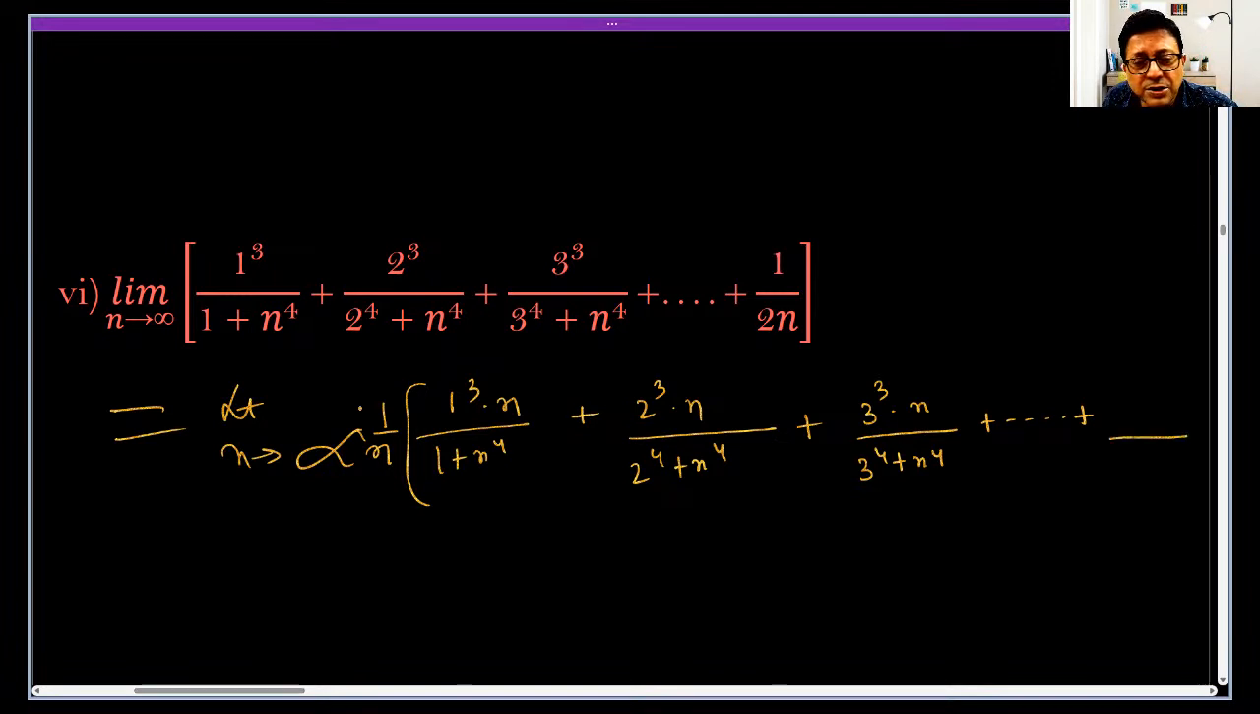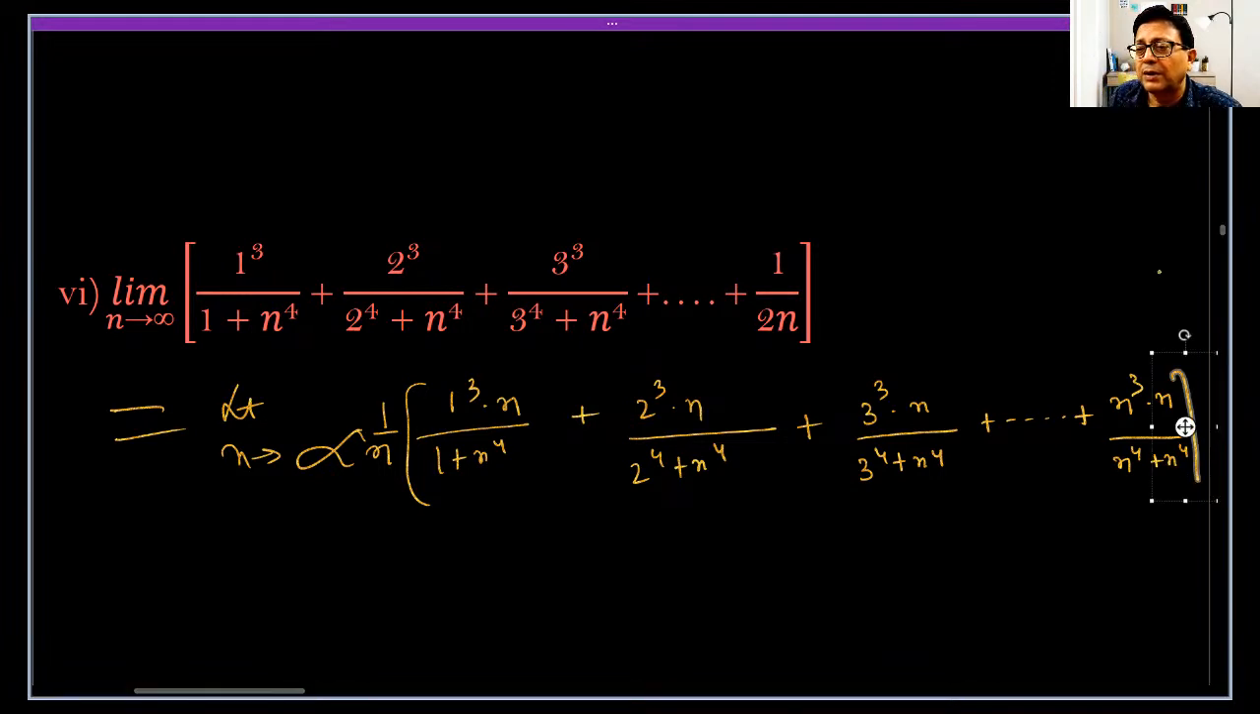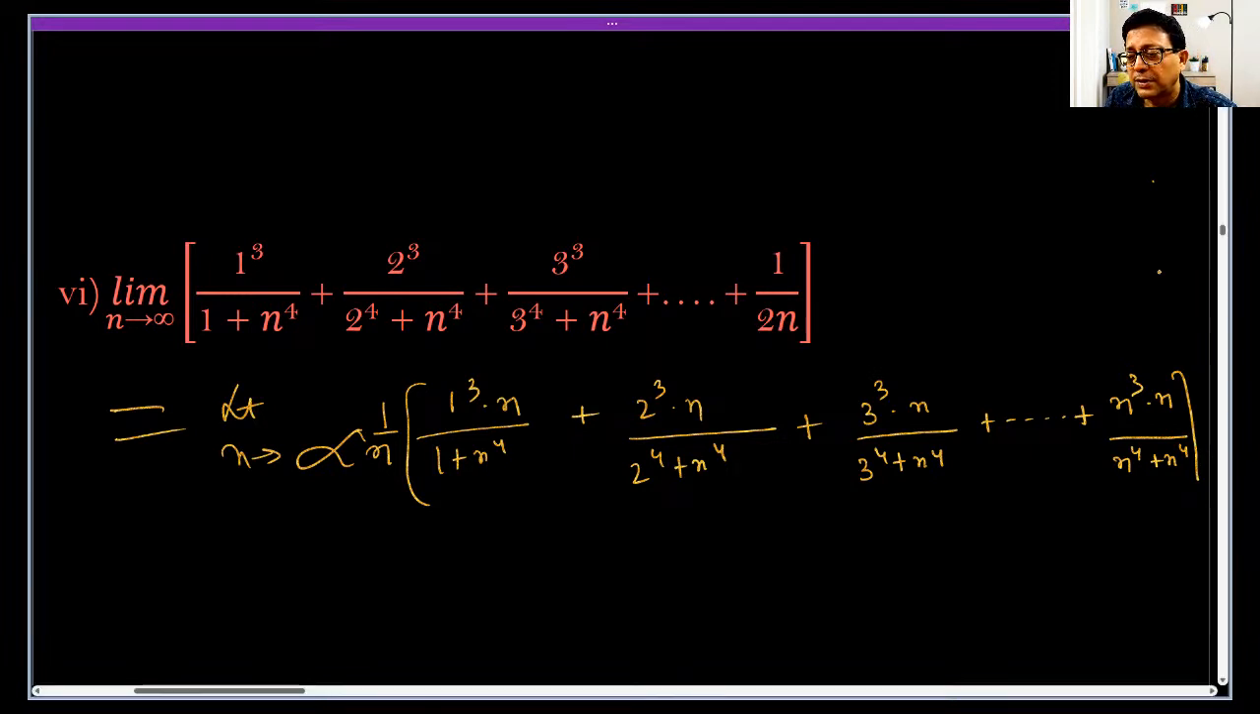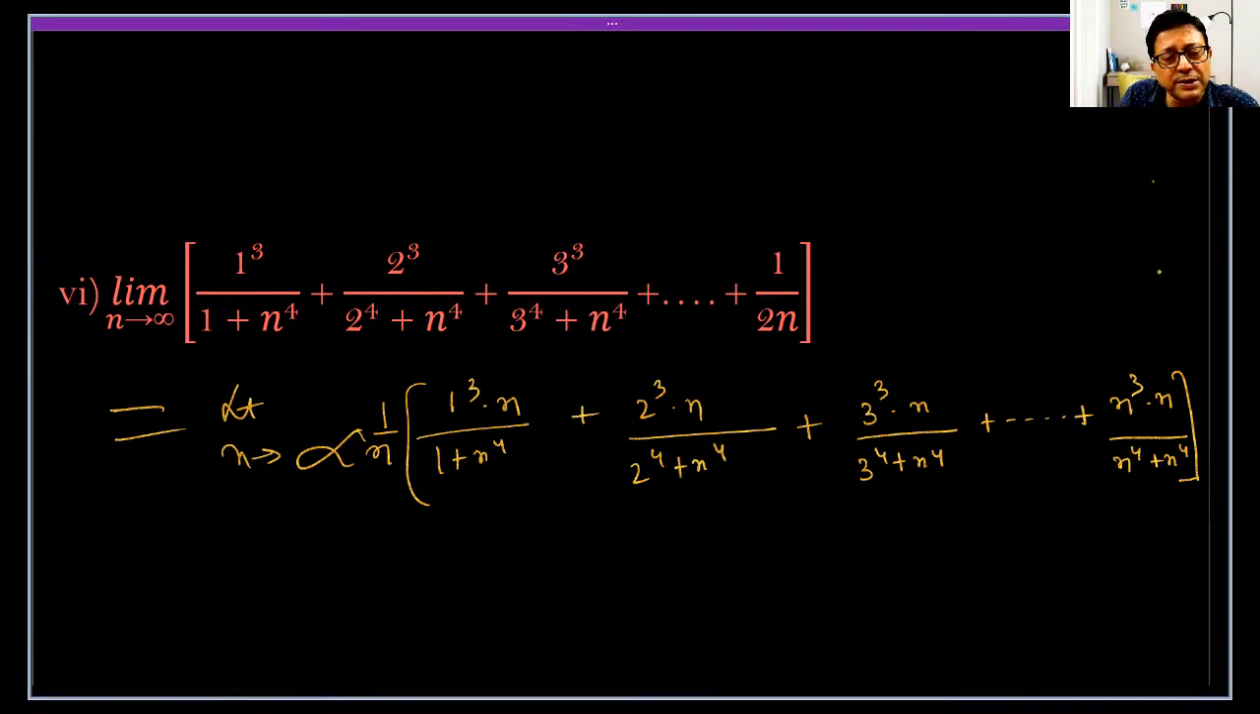This one, let me write this way. If you have taken 1 by n outside, it will be half only. Then we are writing n cube into n and n4 plus n4. It's matching. Am I correct? This one is matching with 1 by 2n only. N by 2n, half expected. I got half over there.